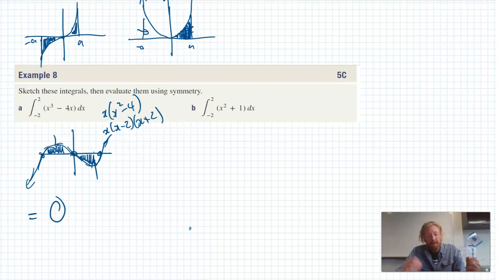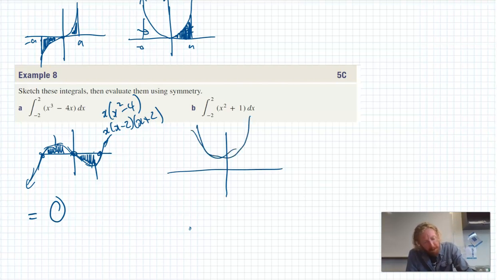Not going to spend the time doing that integration. You can for practice if you want. Let's move on to the next one. Even function. Here looks a parabola moved up 1. Sorry about that, parabola from 2 to negative 2.